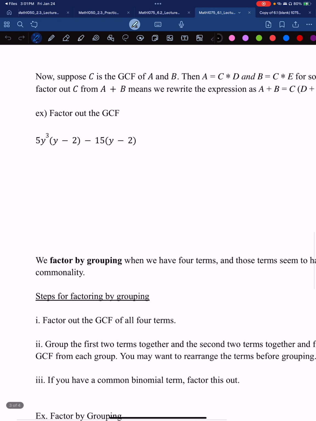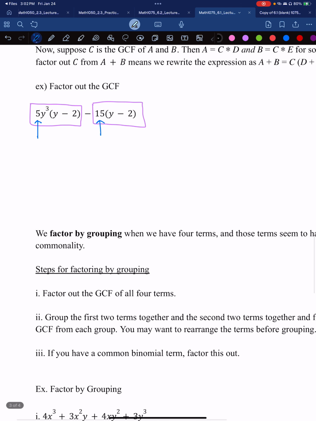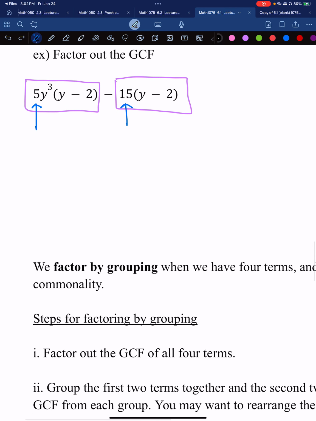So what we're looking for is the biggest thing that we can take out of everything separated by a plus or minus. So here is our plus sign, and we're looking on this side and this side. If we are looking at two separate sides, and I'll go ahead and separate them, you should notice that 5 and 15 have common factors. So that means that I can take out a 5 from both the left and the right side.